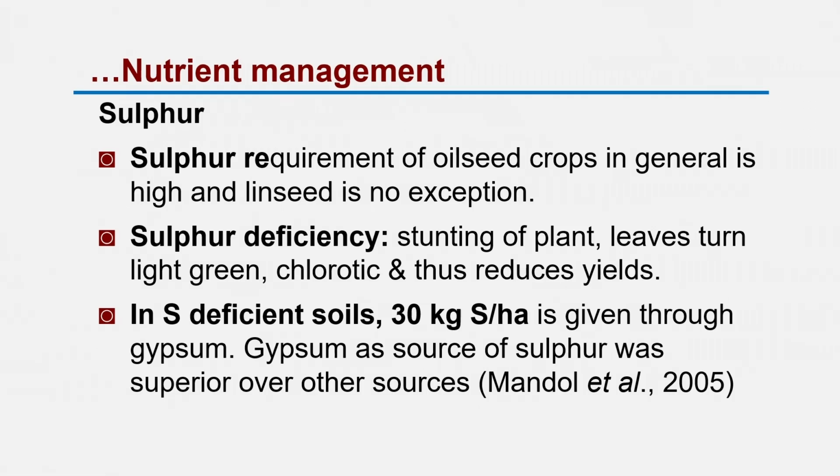Now we go for sulfur. We just now saw nitrogen management, phosphorus management and potassium management. Sulfur management is equally important because some responses are being achieved under irrigated conditions in linseed. Sulfur requirement of oilseed crops in general is high, and linseed is no exception. Sulfur deficiency, what are the symptoms? It includes stunting of plants, leaves turn light green, chlorotic, and thus yield is reduced. In general, there is chlorosis of the leaves, particularly younger leaves, as this nutrient is less mobile in the plant system. In sulfur deficient soils, 30 kg sulfur per hectare is given through gypsum, and gypsum as a source of sulfur was superior over other sources.